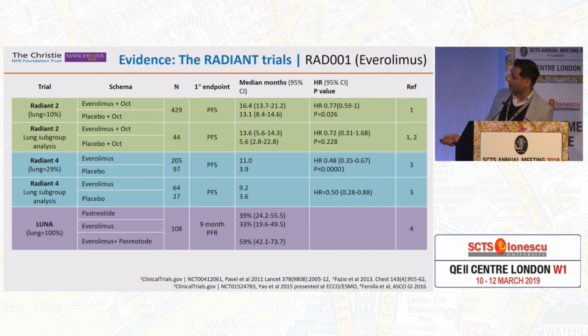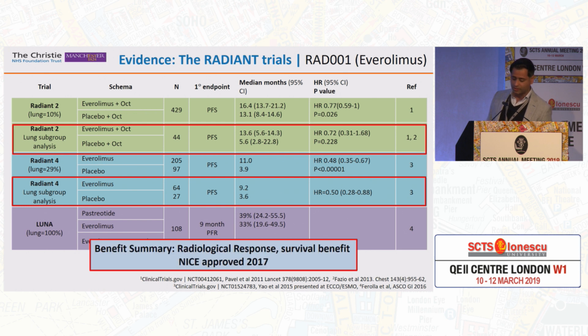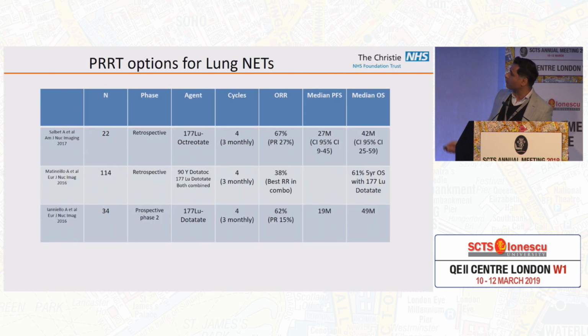And then the LUNA trial came along, which was a purely randomized phase 2 lung NET study looking at that next generation somatostatin analog versus everolimus versus the combination. And once again, it met its primary endpoint, showed good efficacy. And because of that good evidence, we were rewarded duly. So radiological response and survival benefit meant that NICE approved this drug for lung NETs in 2017. And that's what you get for good methodology, I guess.